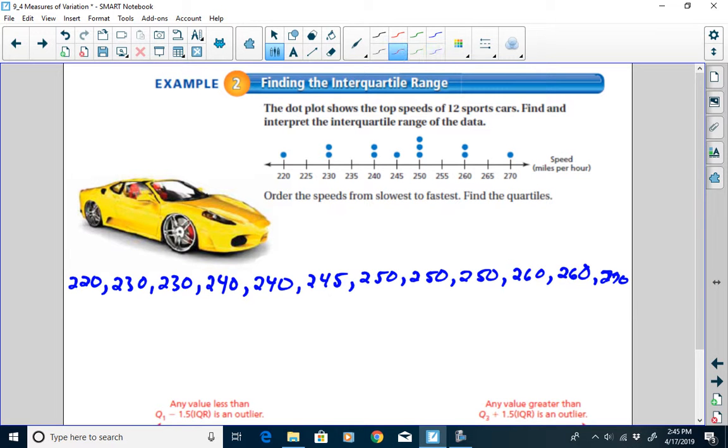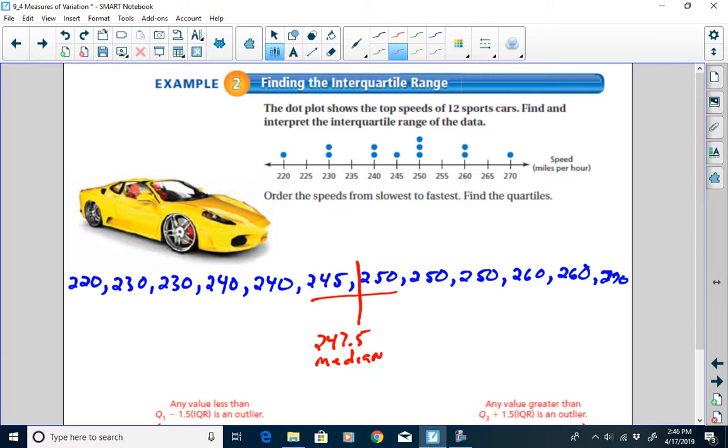First, we need the median. Because I have an even number of data items, I'm going to have two middle scores. The two middle scores split that data right in half. So I'd have 6 scores in the lower half and 6 scores in the upper half. We need the median first. Well, the median is going to be the sum of 245 and 250 divided by 2. So that's going to give us 247.5. That's going to be our median.